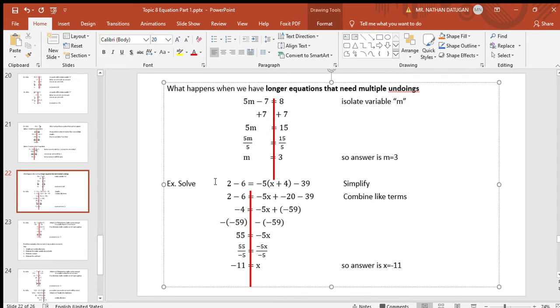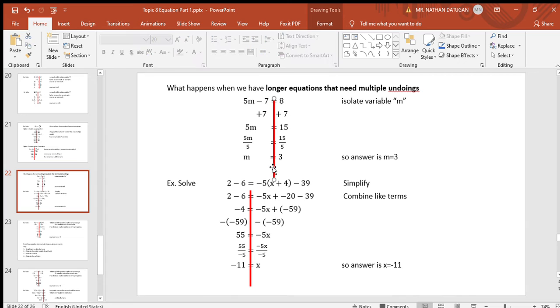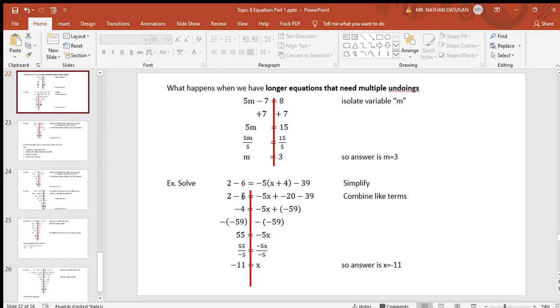So now, that's a quick review on what to do on multiple steps, multiple operations. Now we're going to put in combining like terms, distributing, and undoing multiple operations into one problem. So how do we do that? Well, let's have an example. We have 2 minus 6 is equal to 5x plus 4 times everything by negative 5 subtracted with 39.